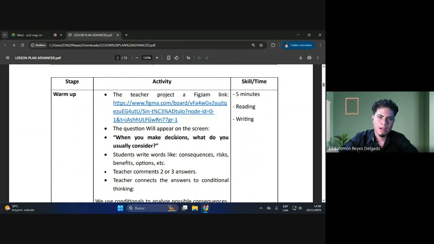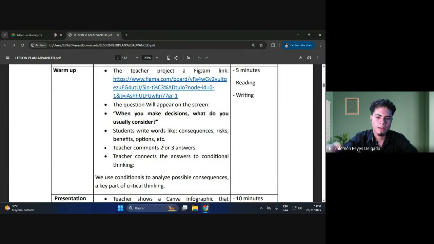So we're going to ask this question to the students, and they will write words like consequences, risk, benefits, options, etc. The teacher will comment on two or three answers and connect the answers to conditional thinking. We use conditionals to analyze possible consequences, a key part of critical thinking.